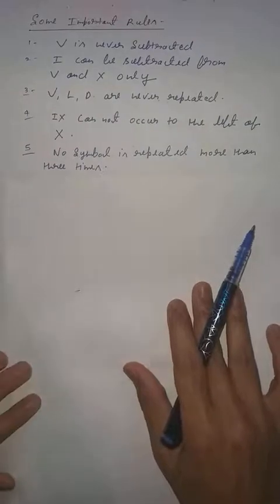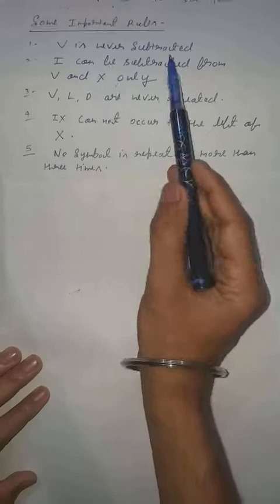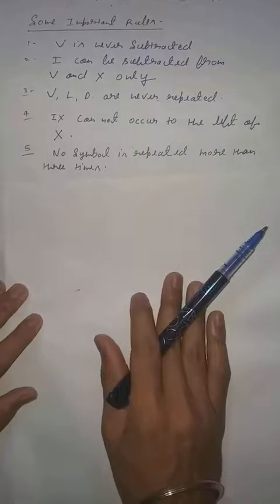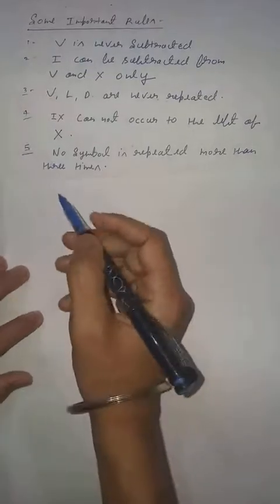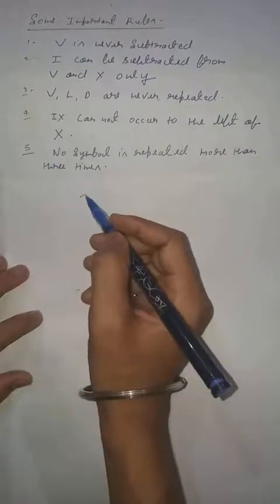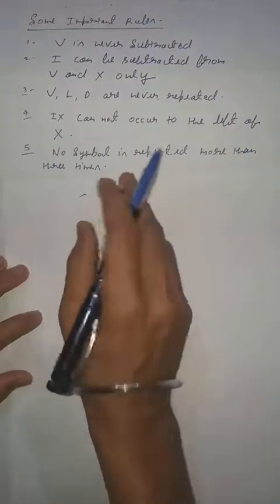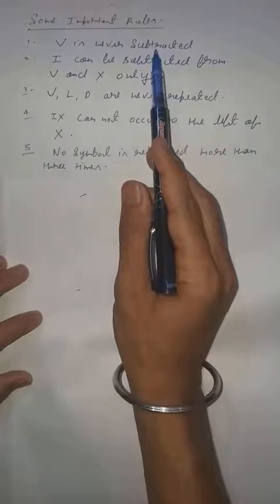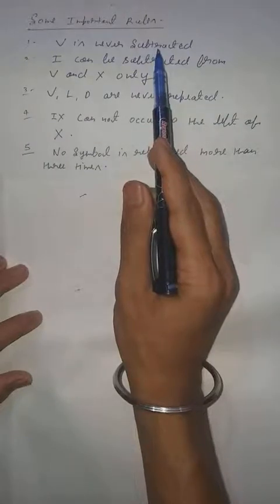Now what is given? First rule, V is never subtracted. So for this I am going to take one example. For this you can take any type of example. First is given V is never subtracted. So according to yourself you can take any type of example.